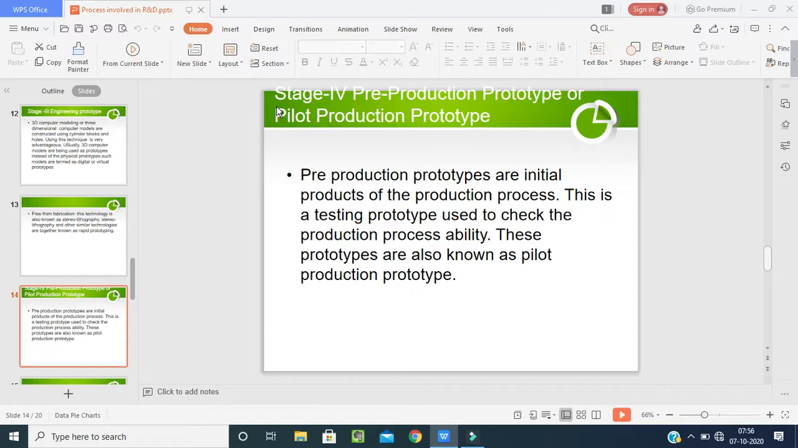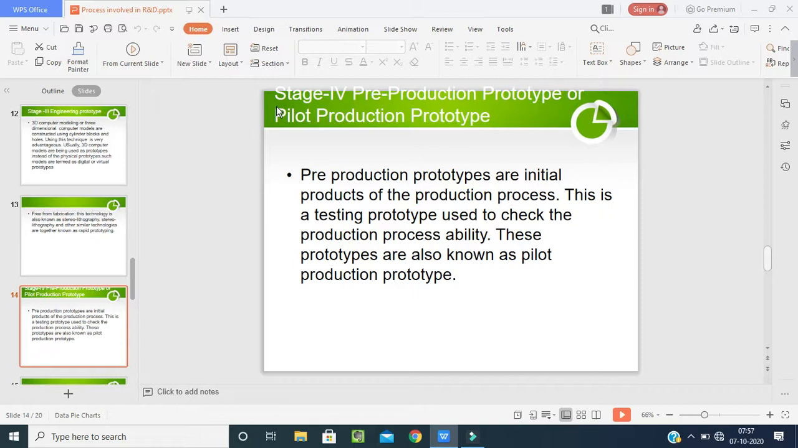So before production, prototypes are initial products, and there will be a sample size. This is a kind of testing prototype used to check the production process ability, how the production process is taking place, whether it is profitable for the company or the firm or not. They will go for it, because they will do the paperwork or the blueprint work, and they will analyze the data. How much time it takes, what price it is taking, how the transportation is taking place, what process or techniques or method is utilized by the manufacturing unit in our company, who are the skilled persons, who are the design persons, how the process is taking place in a proper way. All these things will be there.